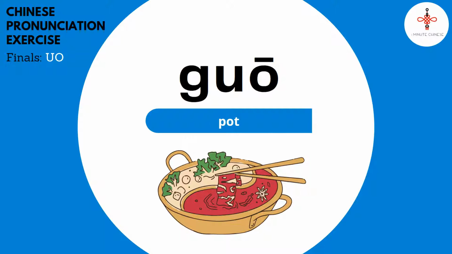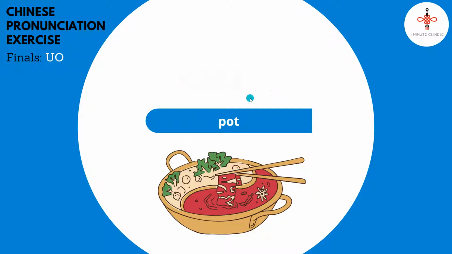Let's combine the initial 哥, the final 窝, and the high-pitched first tone all together. 哥窝锅. Repeat after me. 锅锅锅. Guo is pot in Chinese.